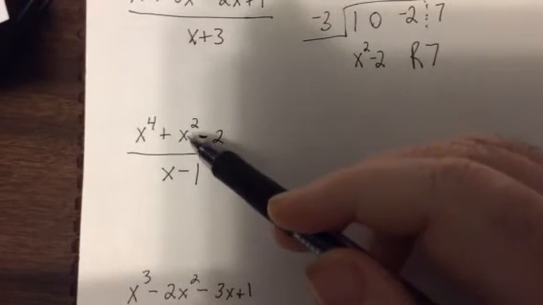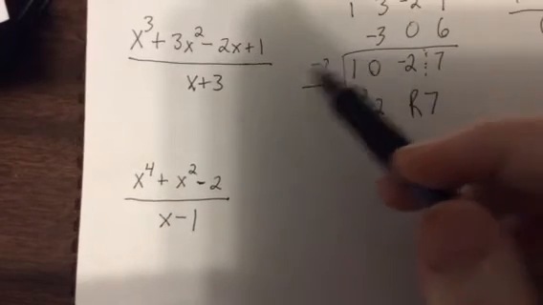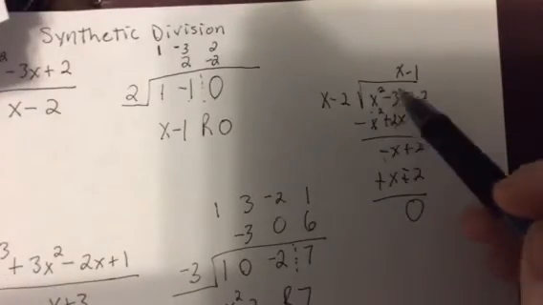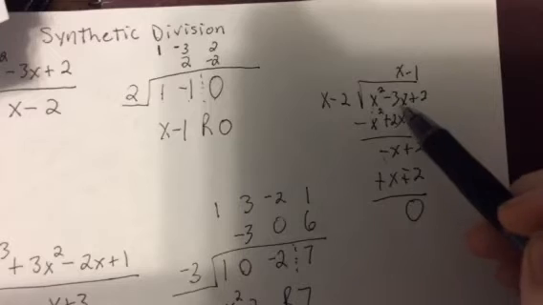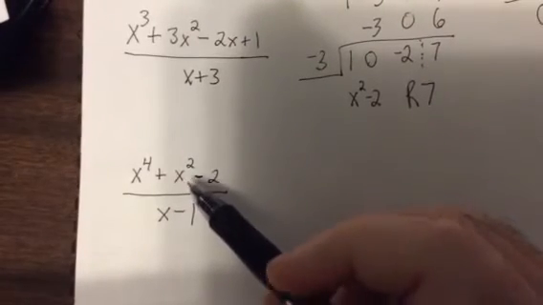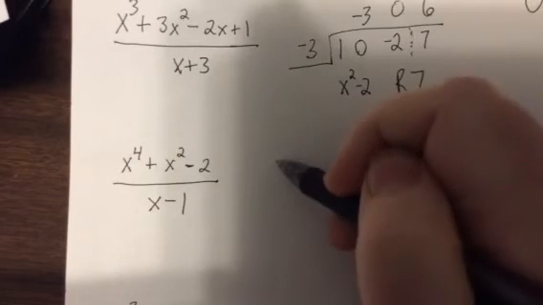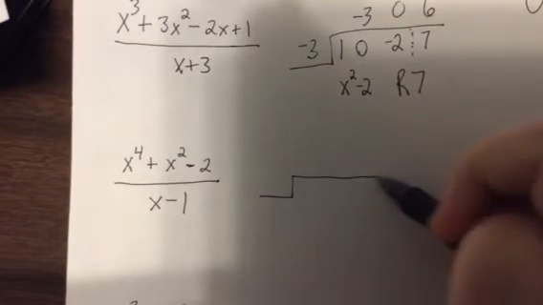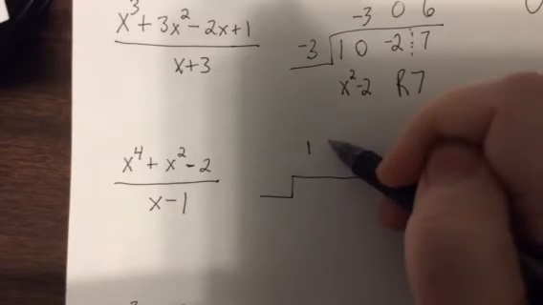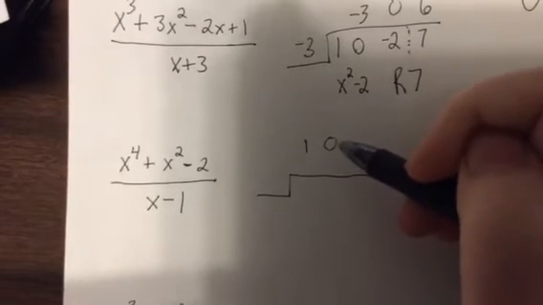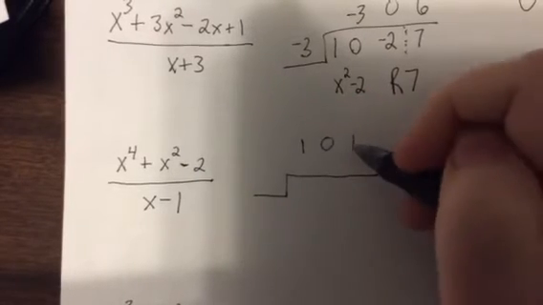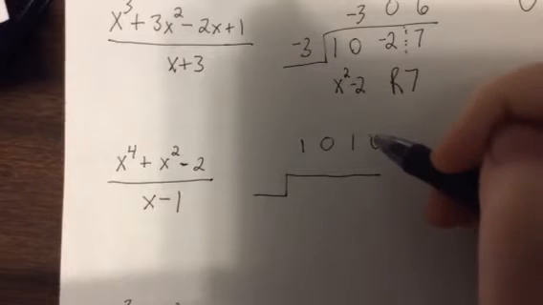Well, in long division, if a term's missing, it really doesn't matter. You could put a 0 for that term or just leave it blank. In synthetic division, you have to include it. So you go 1. Oh, the x cubed is missing, so we have to put a 0 there. X squared is 1. Oh no, the x term is missing, so you have to put a 0.